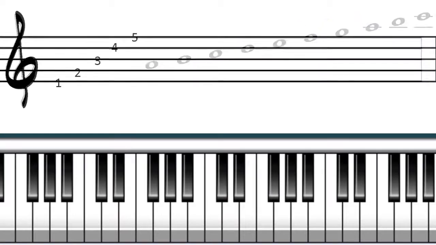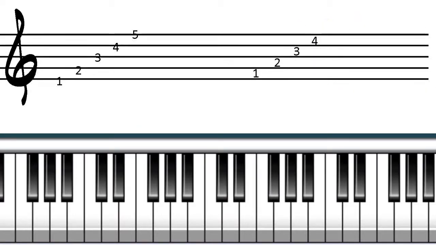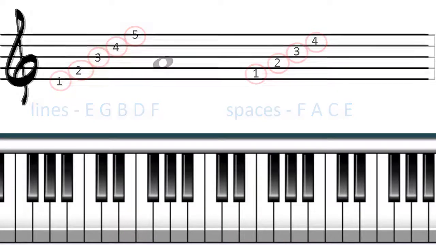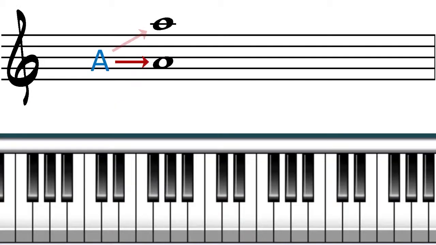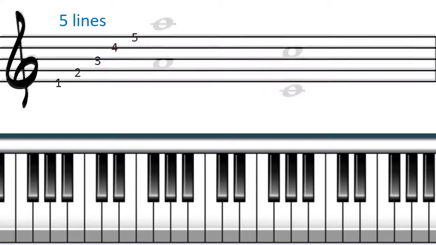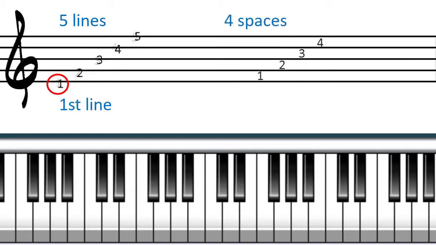Notes are placed on lines and spaces on the staff. We number the lines and spaces from the bottom to the top. That helps us communicate and know as we're talking to one another which line or space that we mean, or which A or which C that we're talking about. So lines 1 through 5, with the line 1 being on the bottom. Then there are spaces 1 through 4, with the first space being there at the bottom.